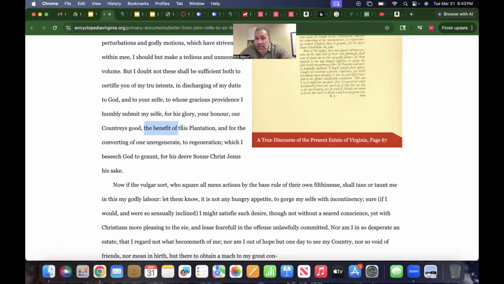I'm doing it for the benefit of this plantation. I'm getting together with her so that we can secure the land, so that we can get this tobacco crop on the market, and we're doing this. Now, if you want to make the argument that he was truly in love with her, okay, fine, be my guest. But let's just keep it 100 here, people. This was the reason why.